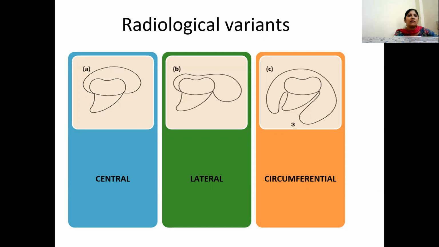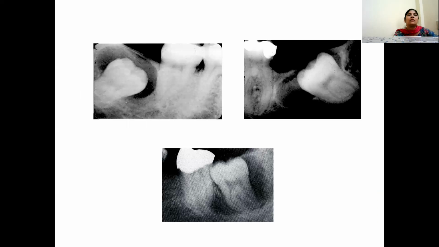Coming to the radiological variants, there is a central variant, a lateral variant and a circumferential variant. These pictures show the central, lateral and circumferential radiographic variants of the dentigerous cyst, in that order.